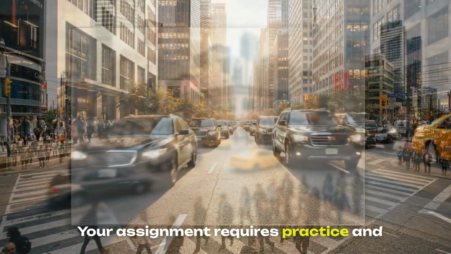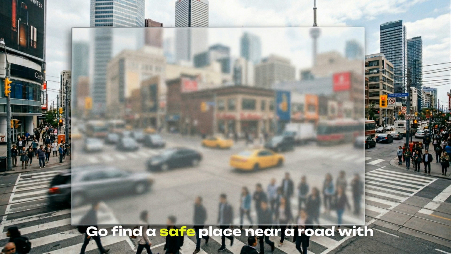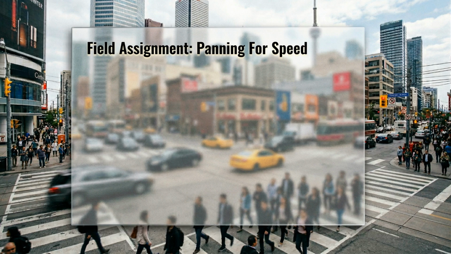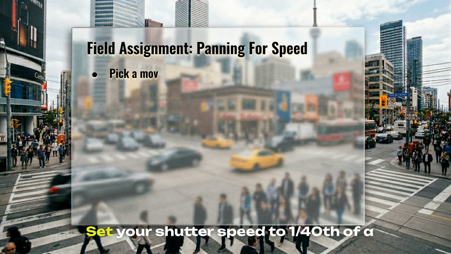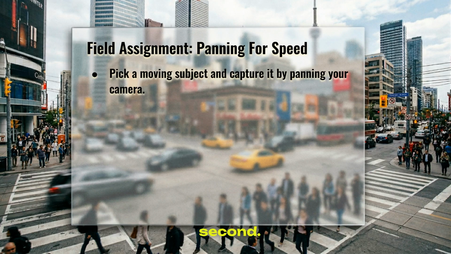Your assignment requires practice and patience. Go find a safe place near a road with consistent traffic or a path with cyclists. Put your camera in shutter priority mode. Turn off your silent shutter. If your camera underexposes or raises ISO aggressively to compensate, that's normal. Each brand handles shutter priority differently. Set your shutter speed to 1/40th of a second.